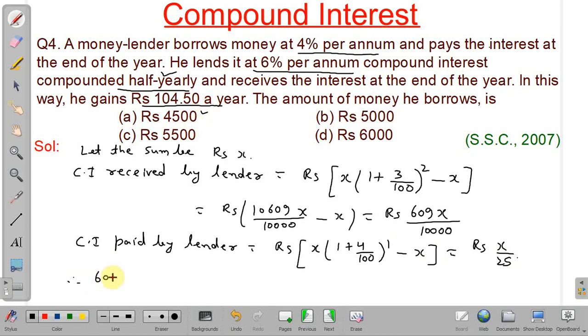Therefore 609x by 10,000 minus x by 25 is equal to 104.50. Solving this, we can find the value of x, and x will be equal to 5,000. So our answer will be option number B. We will discuss the next problem.